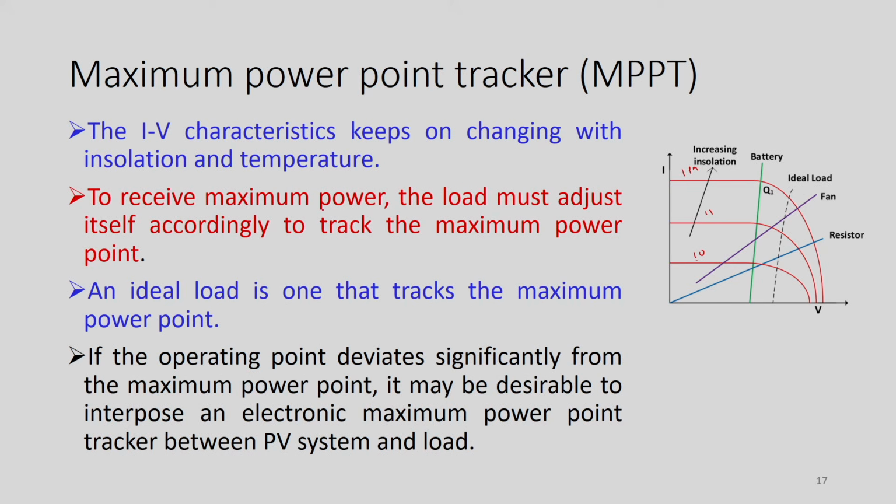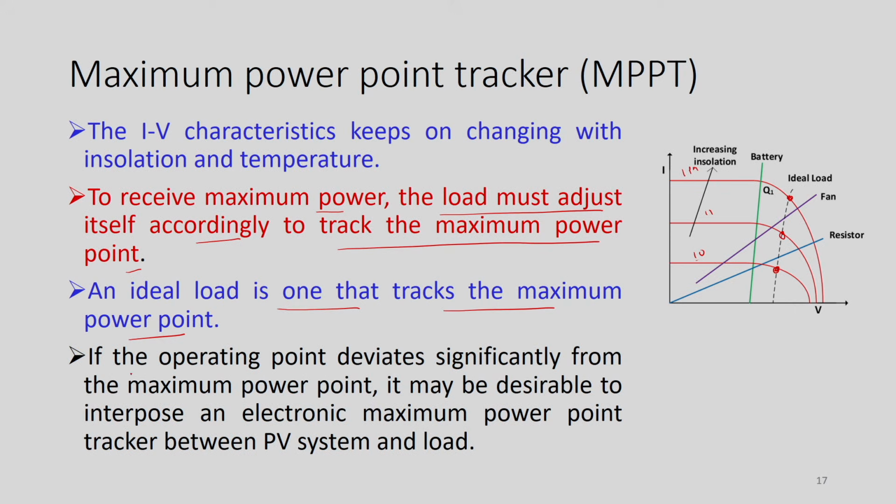So, to receive the maximum power, the load must adjust itself accordingly to track the maximum power point. This is very, very important: the load has to be matched. An ideal load is one that tracks the maximum power point. At every IV characteristic there is a maximum point. At that particular time, what will be the PM? What are the IM and VM? From these we can get PM. So, always our target is to operate at this PM.